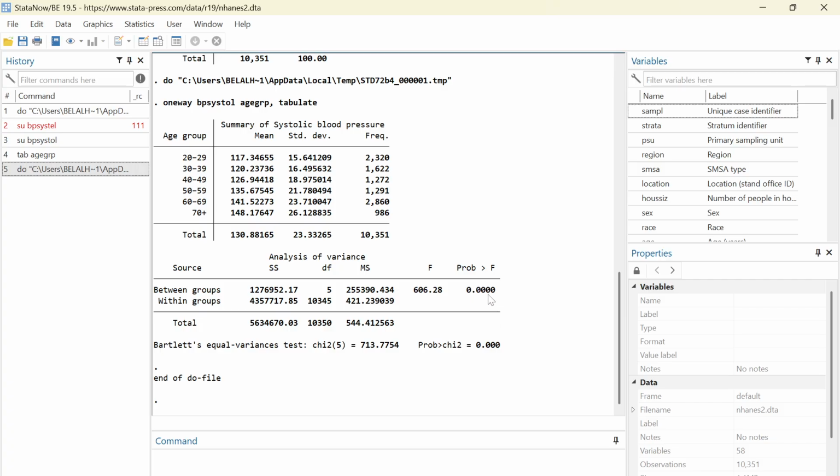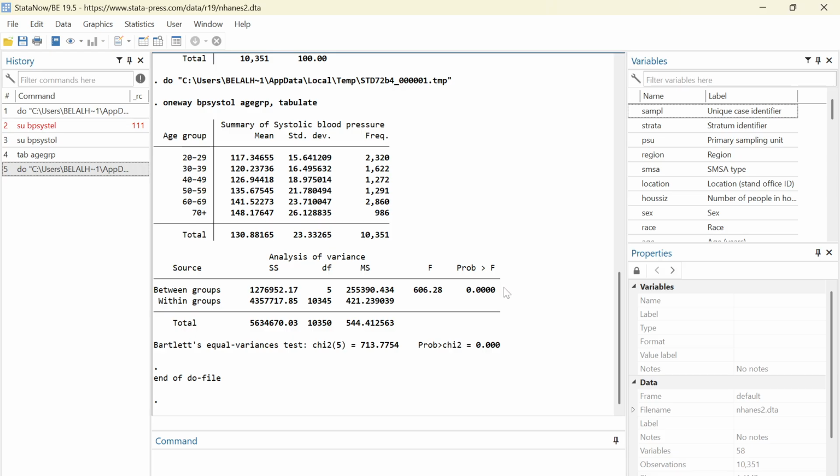From this p-value, we reject the null hypothesis that all group means are equal, and accept the research hypothesis that at least one of the groups has significantly different mean systolic blood pressure. Okay, at least one group, because there are multiple groups, and it may not be possible that all groups are different from each other in terms of their mean systolic blood pressure, but at least one group.